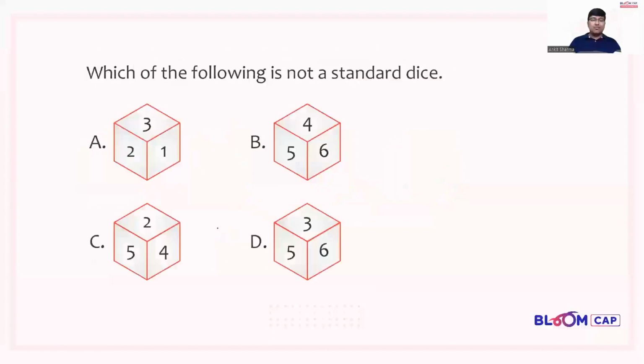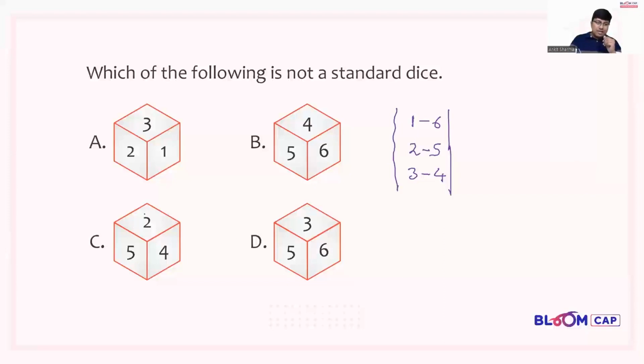Now, which of the following is not a standard dice? See, standard dice is a dice in which the sum of numbers on the opposite faces is always 7. Okay, fine. So now apply the same thing. And here it is asking which of the following is not a standard dice. Okay, now just tell me, my dear students. 1, 3 and 2, 4, 5 and 6, 2, 5 and 4, 3, 5 and 6.